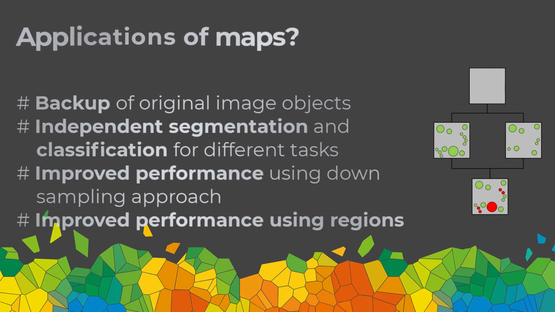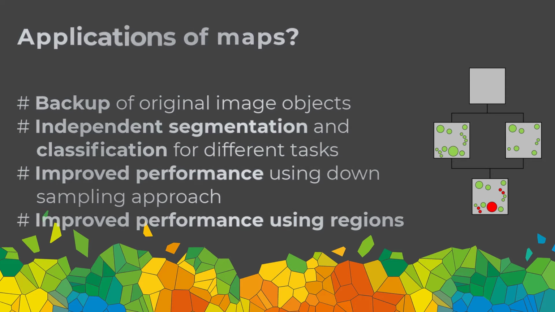You also can use maps to improve performance. If you're using, for example, downsampling approaches, as stated before, you can actually reduce the spatial resolution of a map. And you also can rotate maps actually, and you also can create small subset maps, so only representing a small area of your whole scene.